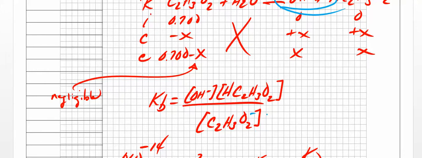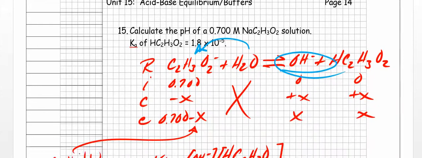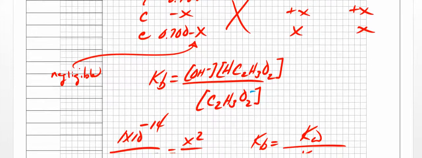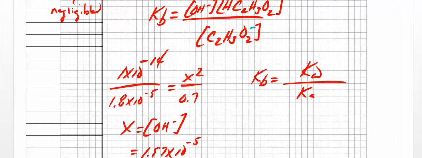So the point is this. What's important is they're giving me a Ka, right? They're giving me the Ka for acetic acid is 1.8 times 10 to the minus 5, but I've got an expression here for a Kb, right? How am I going to resolve this? Well, this is the way I'm going to do it. I'm going to remember this, that Ka times Kb is equal to Kw. Okay, that's important. And Kw is 1 times 10 to the minus 14. So I can rewrite that as Kb is equal to Kw divided by Ka.